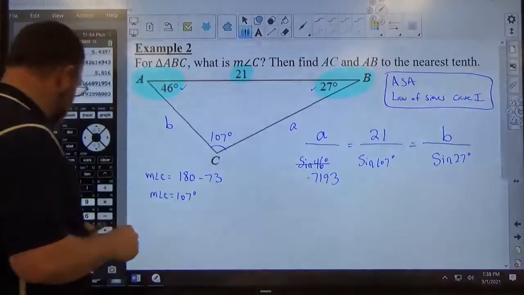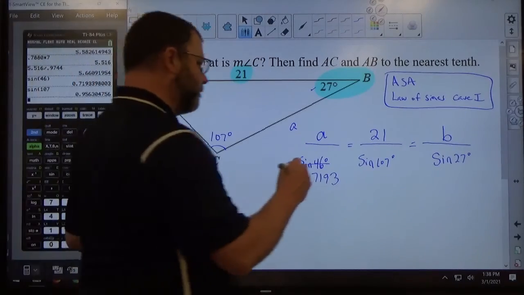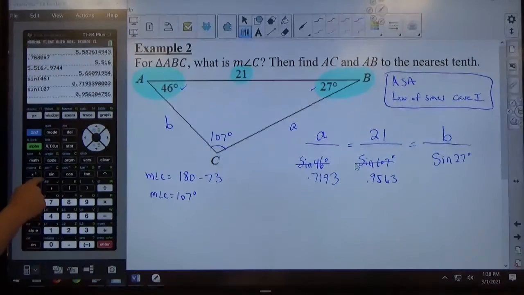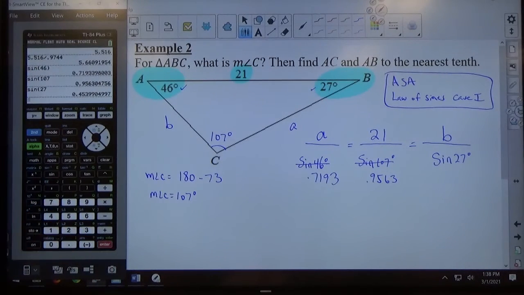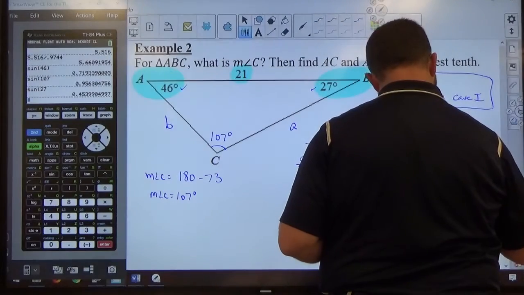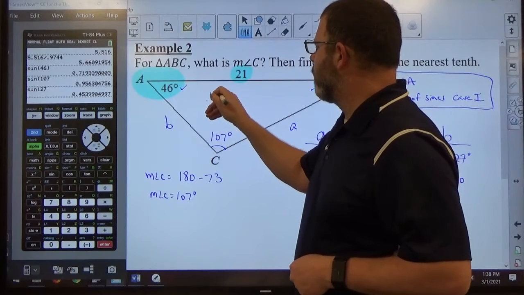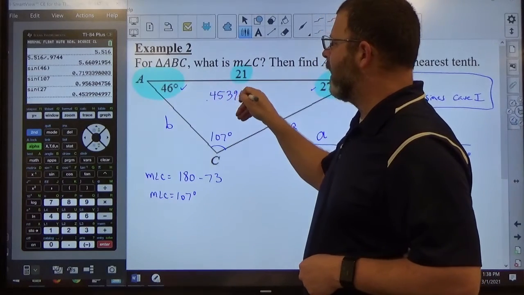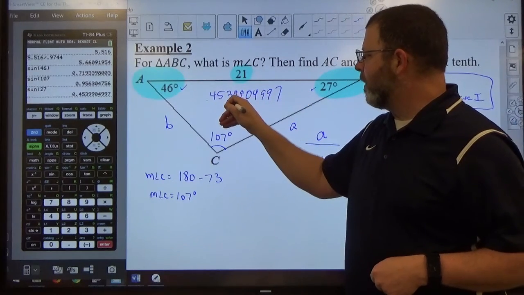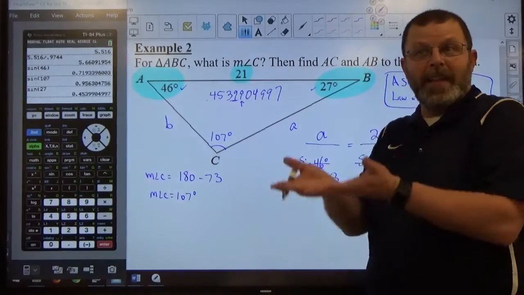0.7193. Sine of 107, it says 0.9563. When I do sine of 27, it says 0.4540. Remember rounding rules. If you have 0.45399049997, you're trying to round to this decimal place here, and the next digit up is 5 or bigger, so we're going to have to make that go up.